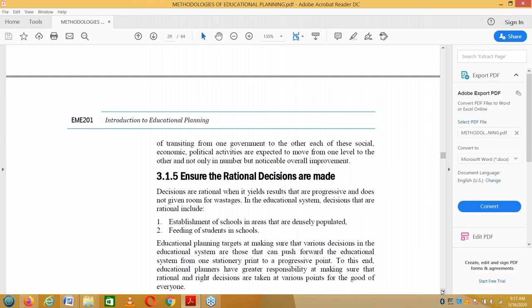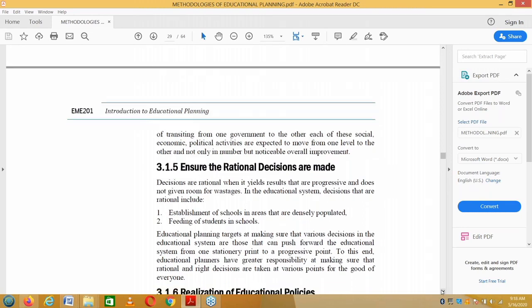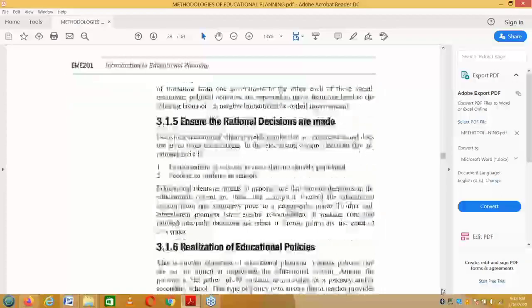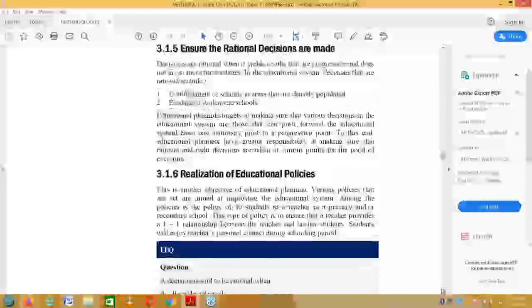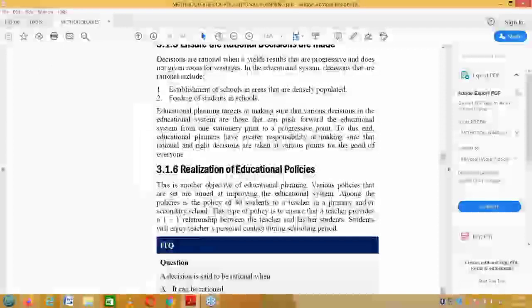So educational planning also makes sure that various decisions in the educational system can push the system forward. All these decisions are there to move the educational system to a progressive point. To this end, the educational planners have greater responsibility at making sure that rational and right decisions are taken at various points for the good of everyone. So let's look at the realization of educational policy.